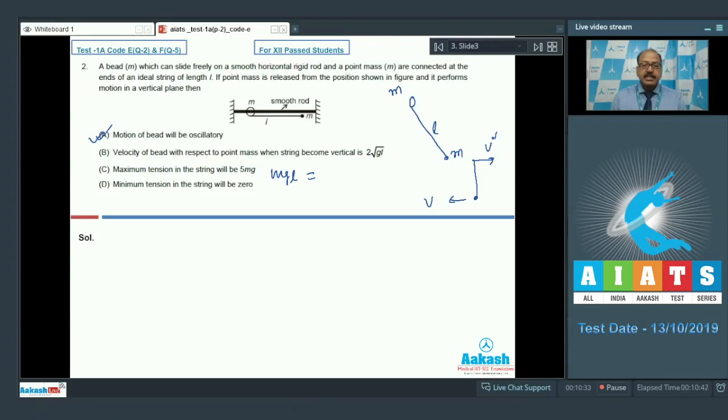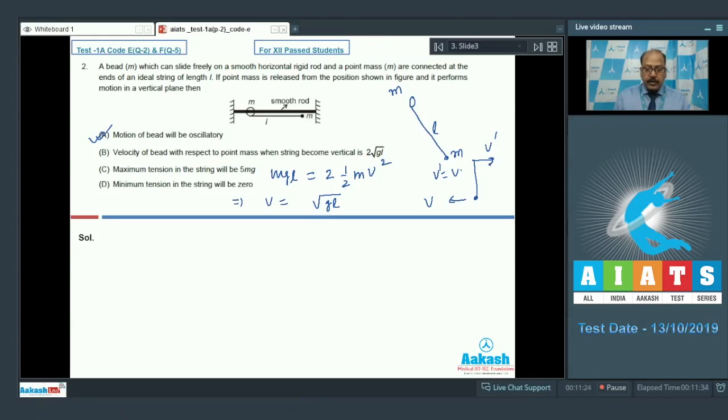Now since momentum is conserved horizontally and masses are equal, so v dash equals v. That means we can write mgl equals 2 times half m v square. Solving this, we get v equals root gl. Let's look at option B again. It says velocity of bead with respect to point mass when string becomes vertical is 2 root gl. We have found velocity of bead or velocity of the point mass. Both with respect to ground, their magnitudes are root gl.